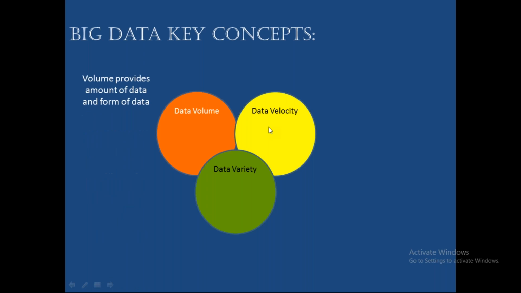Let's go one by one. Data volume provides the amount of data and the form of data. Amount of data can be terabytes, or the number of records, millions or billions of records or transactions. It can be a number of tables or number of files. In this way you are going to define the data volume. This is the first and most important thing.